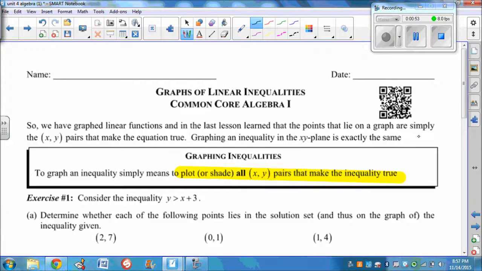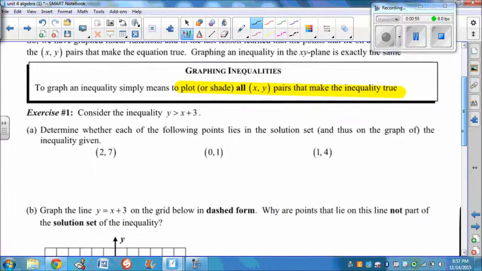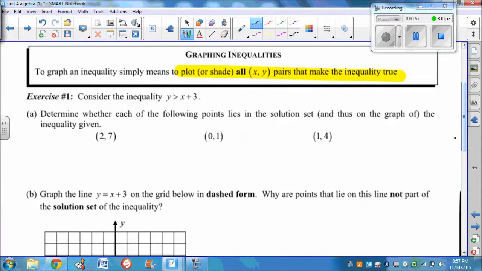Okay. So it says, consider the inequality y is greater than x plus 3. Determine whether the following points lie in the solution set and thus on the graph of the inequality shown. So we're going to be looking for a true-false situation.